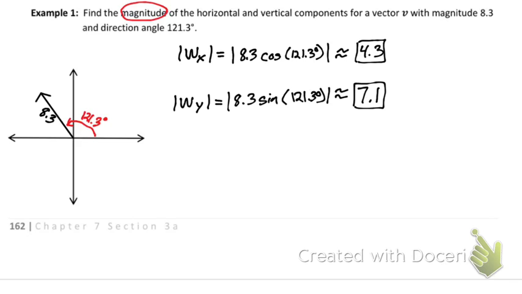And since it's magnitude, it has to be positive. Because if you right now type in 8.3 times the cosine of 121.3 degrees, you'd come up with a negative 4.3. But it wanted the distance, so you have to put it as 4.3. What this means right now is this x value would be right here at 4.3 away from the origin. And then the height would be 7.1. That's all our horizontal and vertical components are saying, that this distance here is 4.3 and the distance up is 7.1.